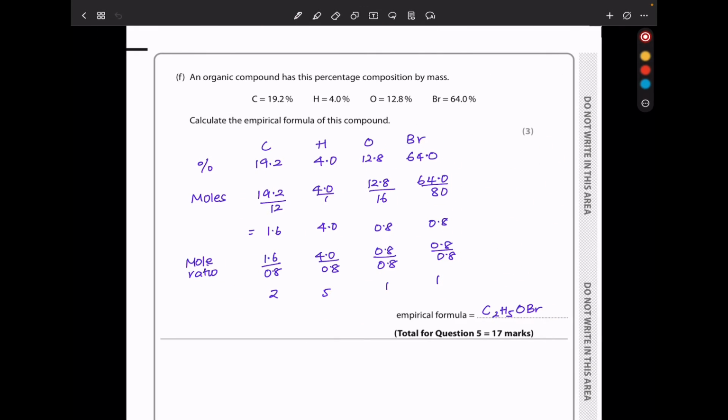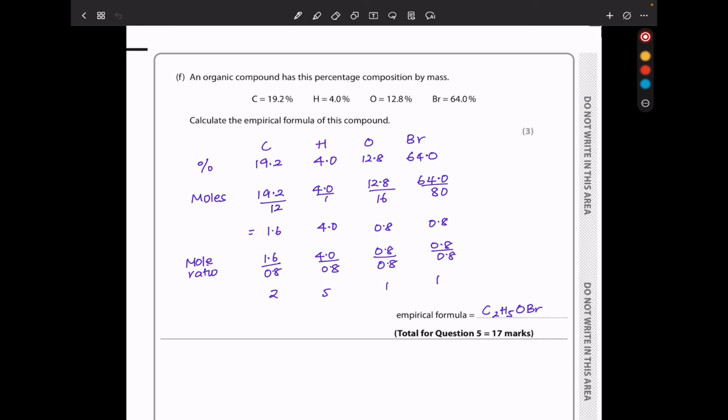In part F, an organic compound has this percentage composition by mass. Carbon is 19.2, hydrogen is 4.0, oxygen is 12.8, and bromine is 64.0. They want us to calculate the empirical formula of this compound. So we begin by writing the carbon, hydrogen, oxygen, and Br, and then the percentages below them. Then we calculate the number of moles by dividing through with the atomic mass. For carbon it's 12, for hydrogen it's 1, for oxygen 16, and for bromine it's 80 from the periodic table.